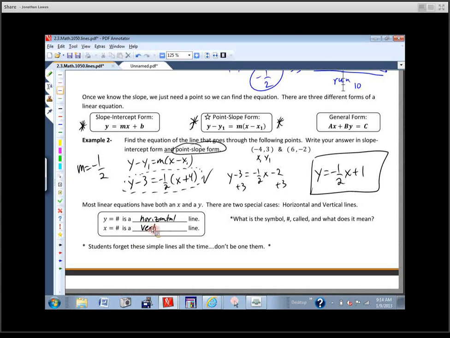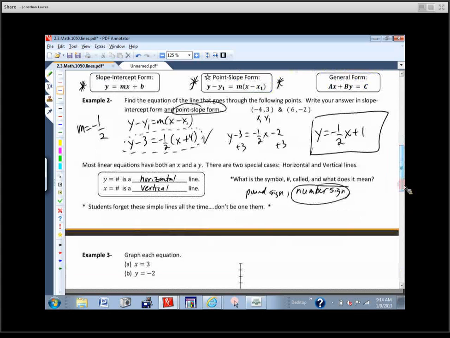Okay? And just for the heck of it, what's this symbol called right here? Okay, it's called a pound sign. In our setting, it's called a number sign. And you probably know it as a hashtag. No? Really? Isn't that what they use on Twitter all the time? Okay, all right. In this setting, it has a lot of different uses. It's used as a number sign here.